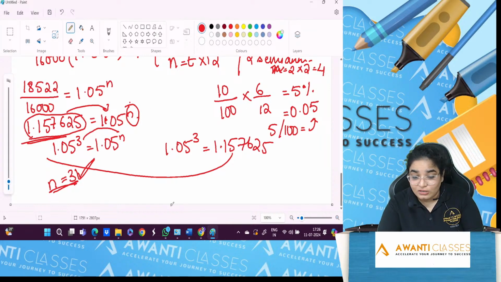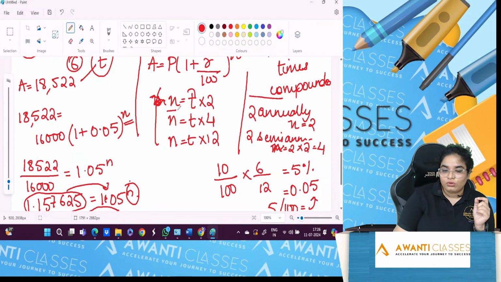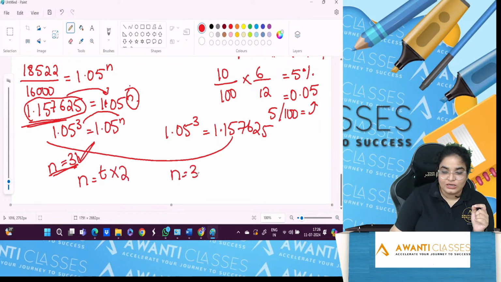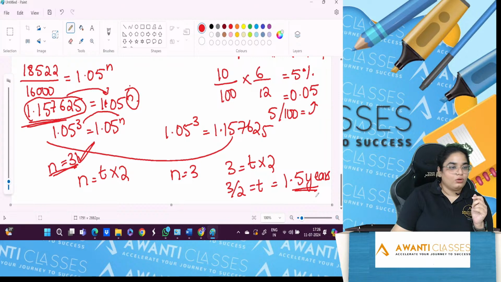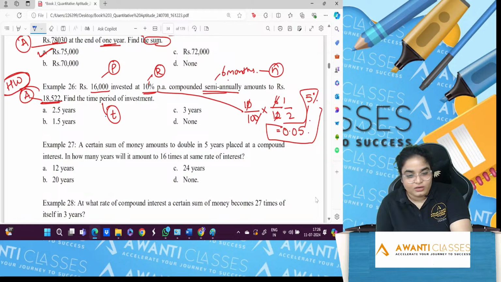Does that mean 3 years? No. Why? Didn't we see this? n is equal to T into 2 when it is a semi-annual calculation. Because this is semi-annual, n is equal to T into 2. n is 3, so 3 is equal to T into 2. How much is T? 3 by 2, which is 1.5 years. So correct option B, 1.5 years, is perfect.